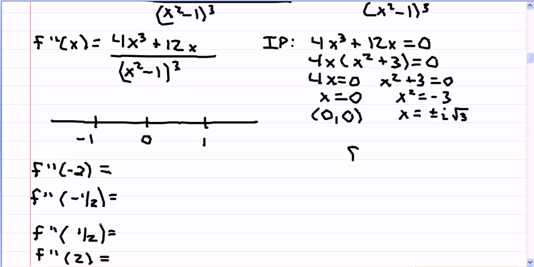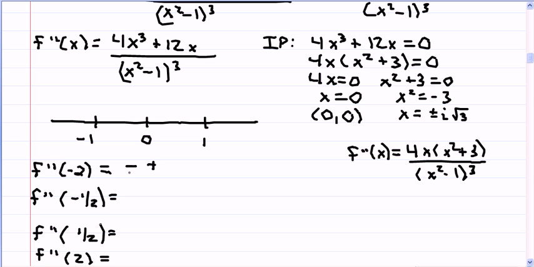So for the second derivative, you can write the numerator in factored form, 4x times x squared plus 3, over x squared minus 1 cubed. So when you take negative 2 and substitute it into each factored part, you'll have a negative times a positive over a positive, which is negative, which means that it's concave down.